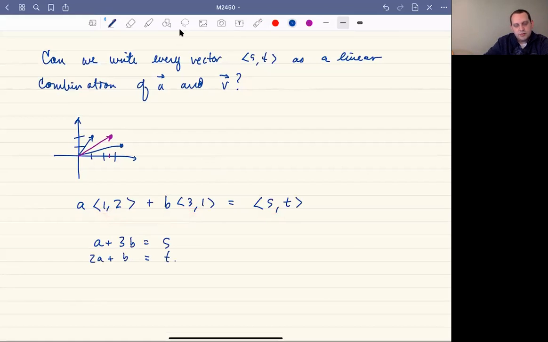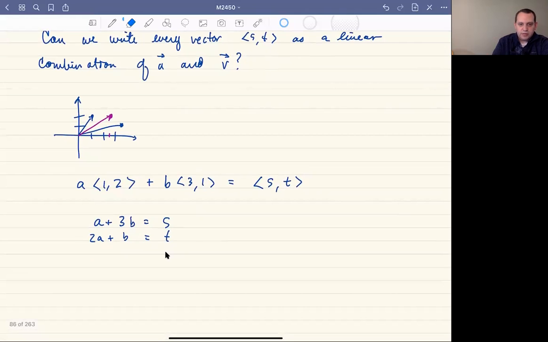And now what I want to do is argue somehow that we can figure out values of a and b for any choice of s and t. Doesn't matter what s and t are, we can always find these values a and b. And it turns out that there's a nice way that we can argue this, and it involves determinants.